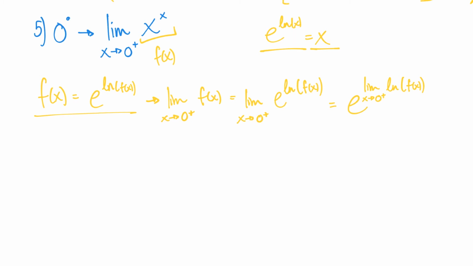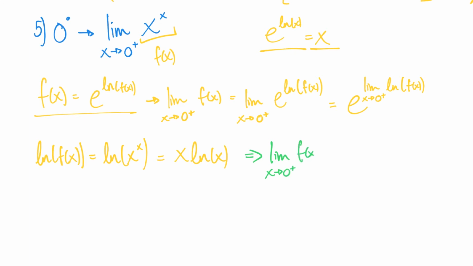Now, what is the logarithm of f of x? Well, that's going to be the logarithm of x to the power of x, which is going to be x logarithm x. Now, what does this mean? Well, this means that the limit as x approaches 0 of f of x is actually equal to e to the limit as x approaches 0 from the right of x natural log of x. Okay, so maybe this looks a little bit better.